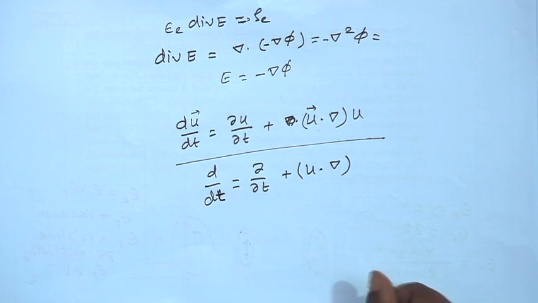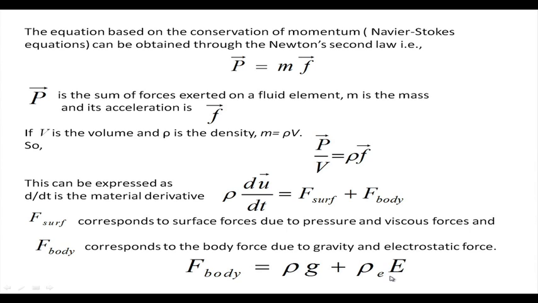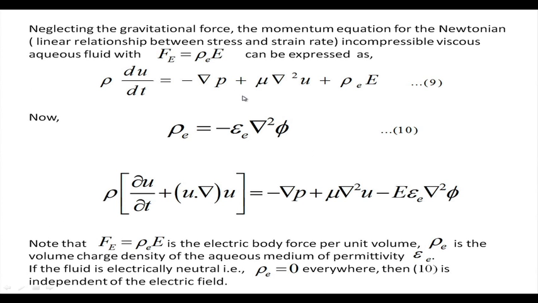So, this is also, one can say, the rate of change of momentum. So, the forces are surface force and body force. The surface force corresponds to the pressure and viscous forces, and the body force corresponds to the body force due to gravity and the electrostatic force as we discussed over here. So, the body force can be written as rho g plus rho e E. Now, if I neglect the gravitational force and only stick to the electrostatic force.